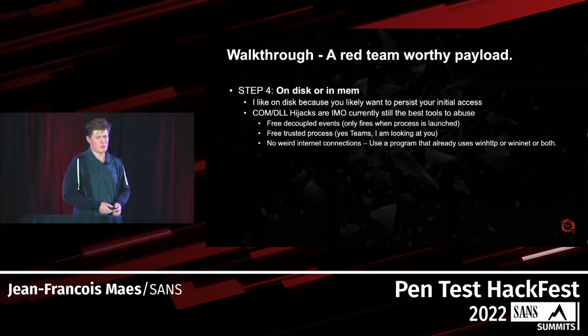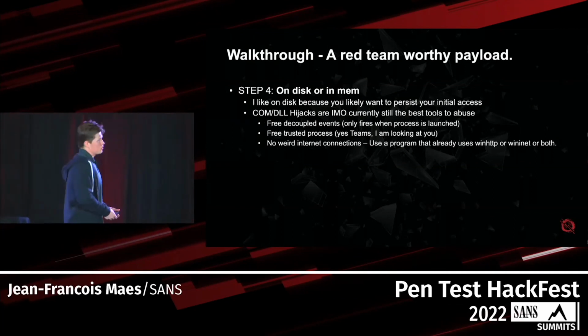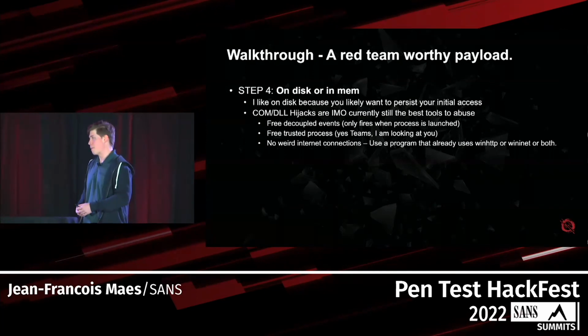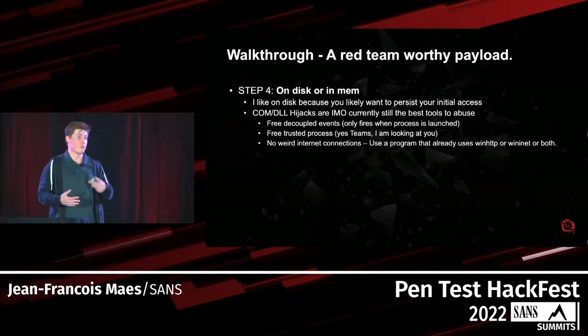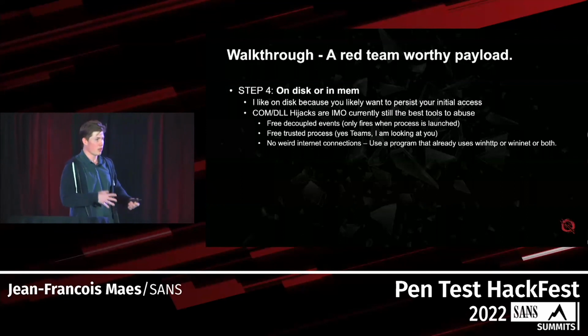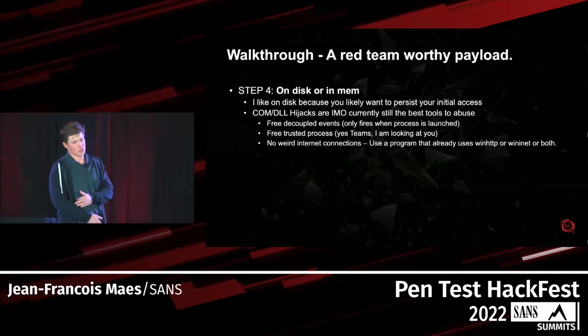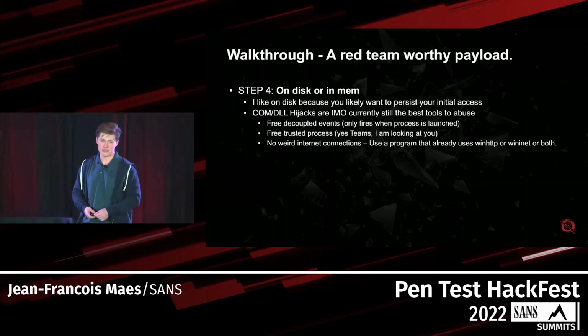And then on disk or in memory, again, depends on what your objective is. You probably don't want to persist on every single workstation or server during your operations, but you'll probably want to persist on some of them. So ideally, you have a mix of lateral movement in memory and persistence on disk. That way, you also split up your IOCs. So when you get detected once, not your entire operation gets burned because you're using different things on different machines.